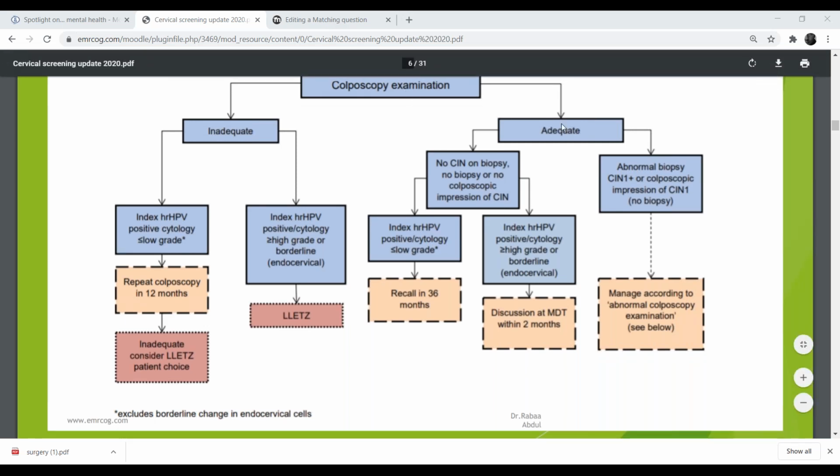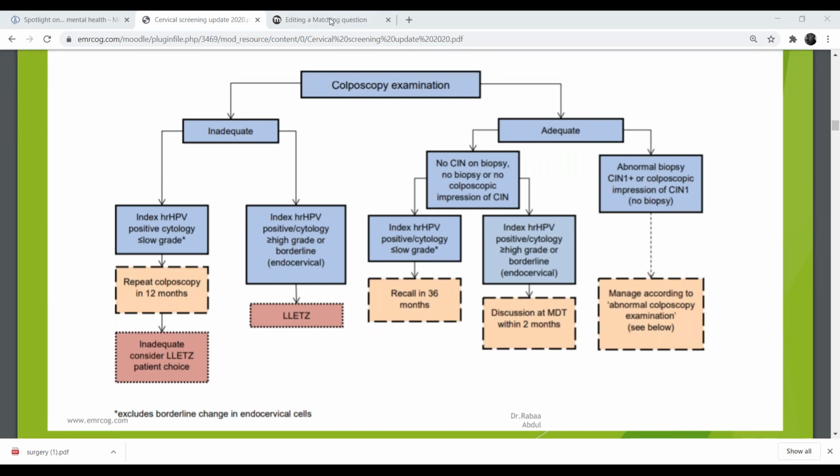So colposcopic examination, as I told you, is either adequate or inadequate. I will start now by revising the adequate colposcopic examination. Either you found no CIN on biopsy, or you found no colposcopic impression of CIN. It is the same: colposcopy found no CIN. So what you should do is check the HPV result, the index one. If it is positive and cytology is less than low-grade lesion, recall in 36 months.